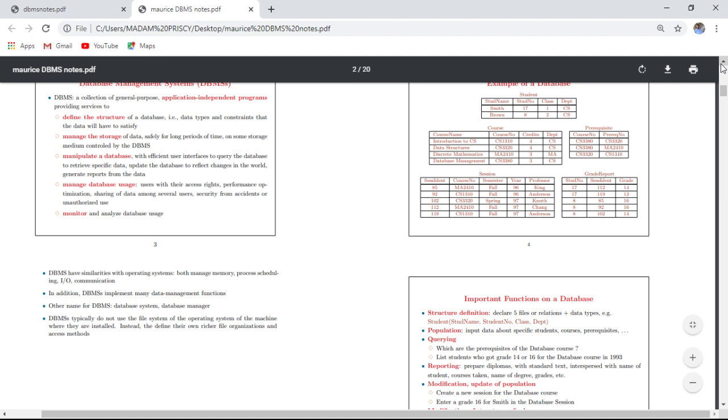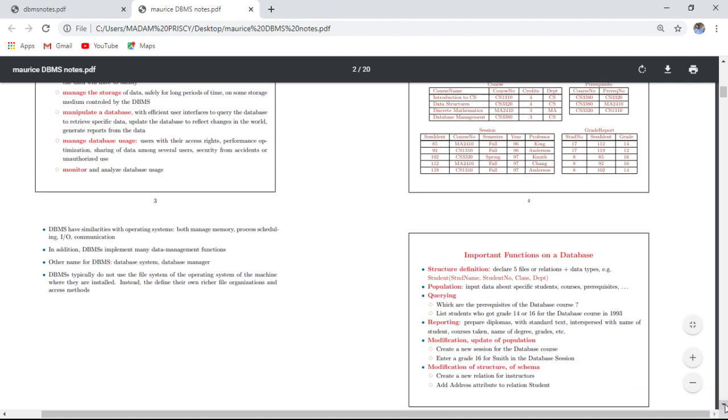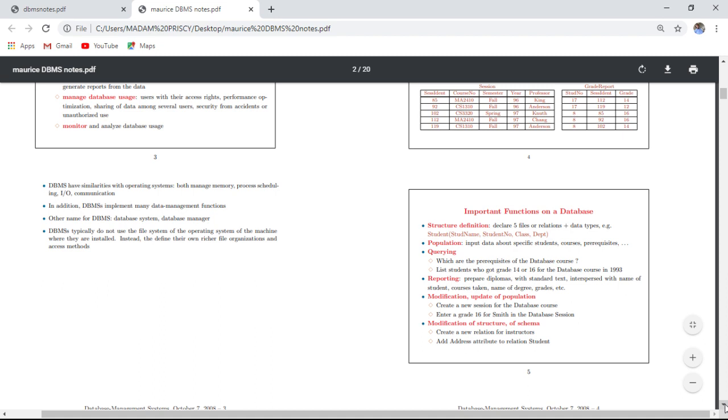Right. So I think you now know the types of database management systems and the important functions of a database. Now, structure definition. Definition of the schema and the sub-schema. Now, how many files do we have here? Five, isn't it?